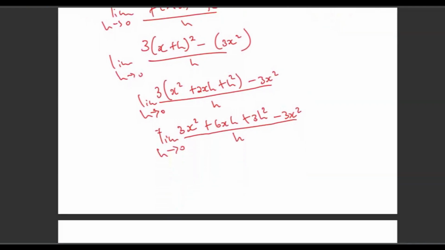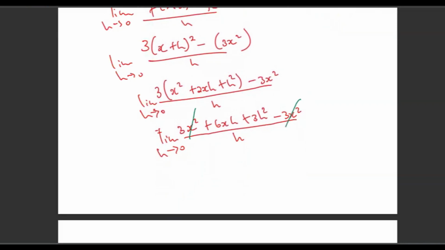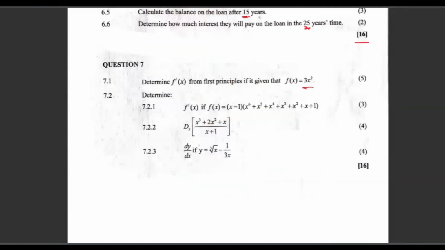Okay. We break this down further. So the 3x squareds are going to cancel each other. We're just left with this. Let's factorize out the h. So h into 6x plus 3h over h. This cancels that. And then replace h with a 0. This gives us just 6x. That's our final answer. All right, so that is 7.1.